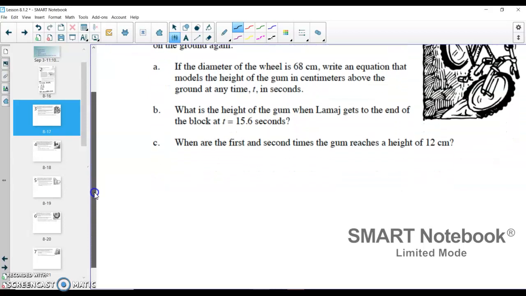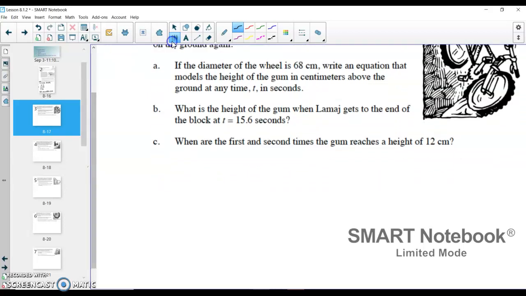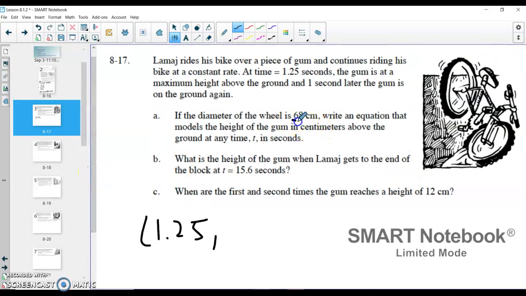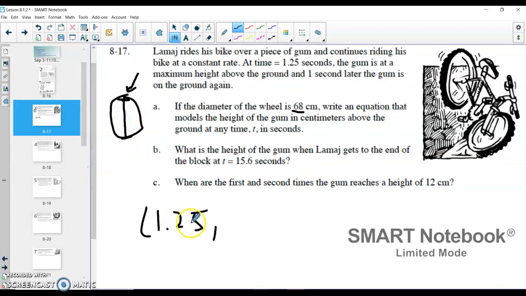So let's start with the first point, which is at 1.25, where we are at the maximum height. And the maximum height is going to be 68 centimeters because that's the diameter of the wheel. This is a terrible drawing, but that's the wheel, and the diameter of the wheel at its highest point right there would be 68 centimeters. And that would be at 1.25 seconds. So at 1.25 seconds, we're at 68.